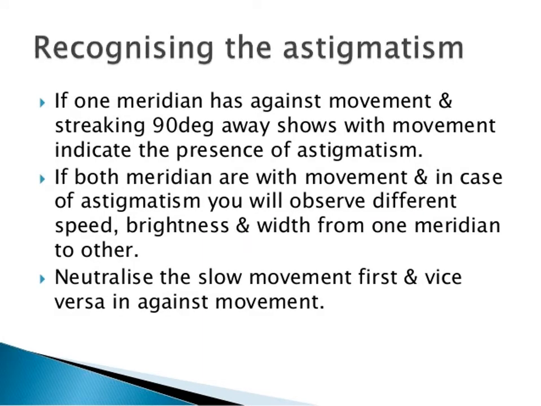Now, whether a patient is having astigmatism or not, to recognize that, we have to consider some things. If one meridian has against the movement and the streak 90 degrees away shows with the movement, it indicates the presence of astigmatism. If both meridians are with movement, and in case of astigmatism we observe different speed, brightness and width from one meridian to the other, then it suggests astigmatism. We have to neutralize the slow movement first, and vice versa in against the movement here.